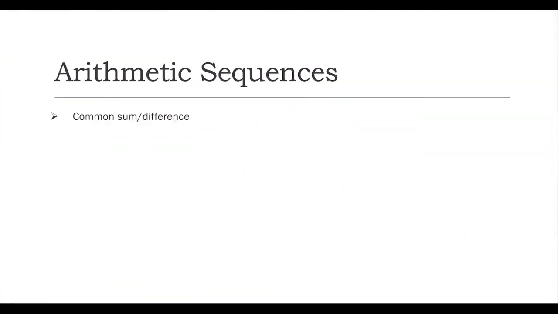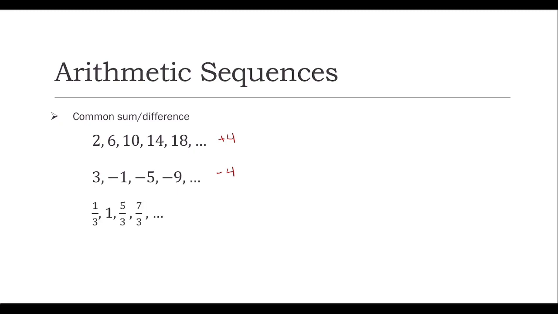What's unique about an arithmetic sequence is that it has a common sum or difference. So in this first sequence right here, it's pretty easy to see that 4 is being added to each number to get the next number. And in the second one, you can see that 4 is being subtracted from each of the numbers to get the next number.